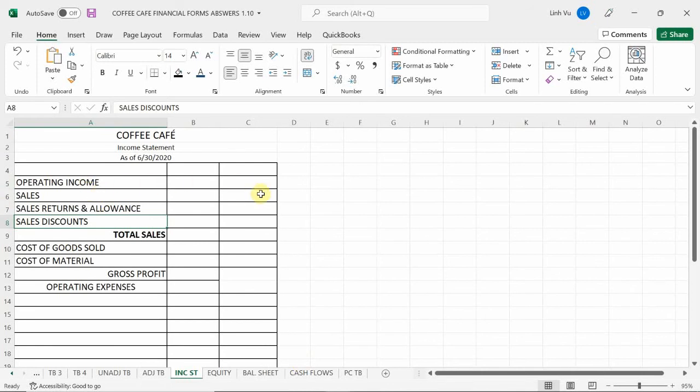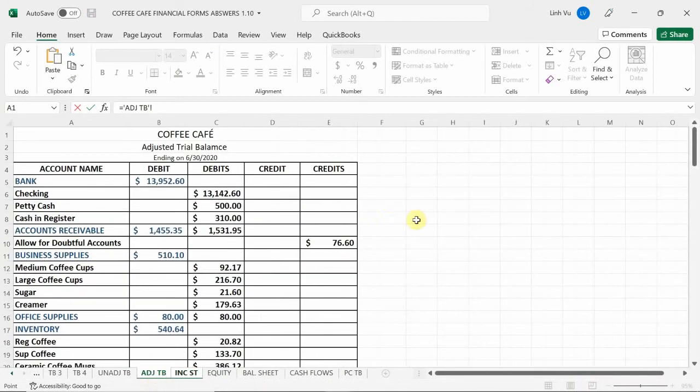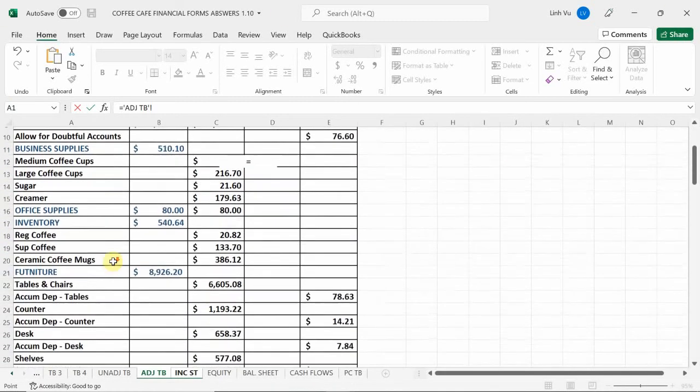So let's go ahead and take a look at what my total sales is. When we're doing our financial statements, we're primarily going to be using our adjusted trial balance. That's why every step needs to go in order. We completed our adjusted trial balance, so now we can move forth to our financial statements. So where am I going to get these sales from? Directly from my adjusted trial balance. Let's take a look at my total sales.